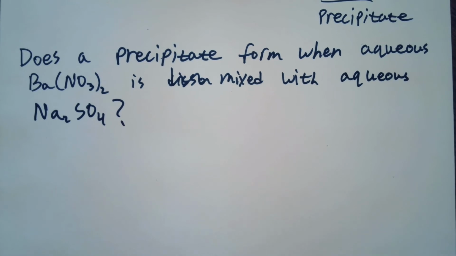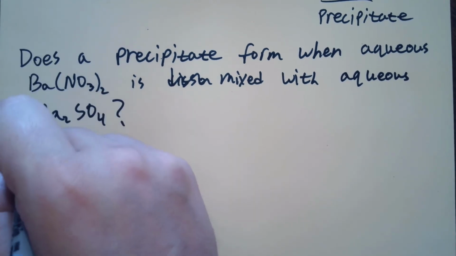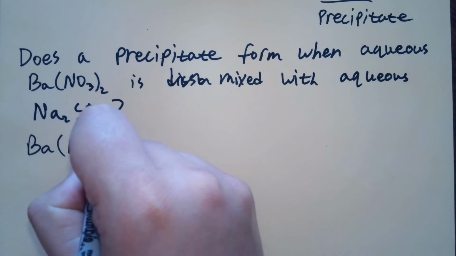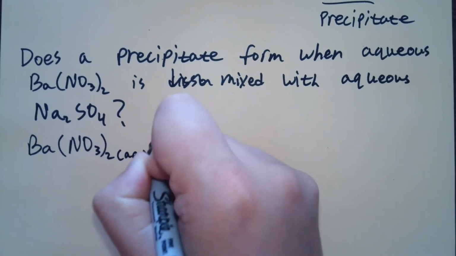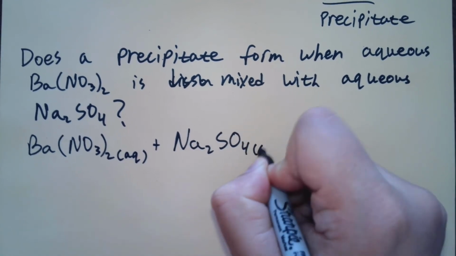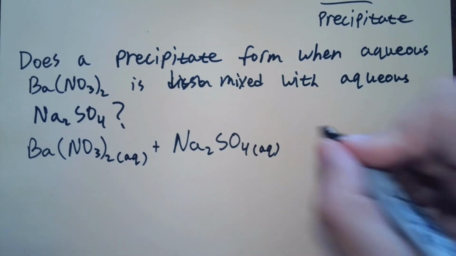Okay, so we're going to write this equation, we're going to balance it, right? So what have I got? Well, I've got barium nitrate plus sodium sulfate. And I'll pause every time I do something too, so you can pause the video if you want to take a shot at the next step, just like you could have taken a shot at that first step. But that's what we have.